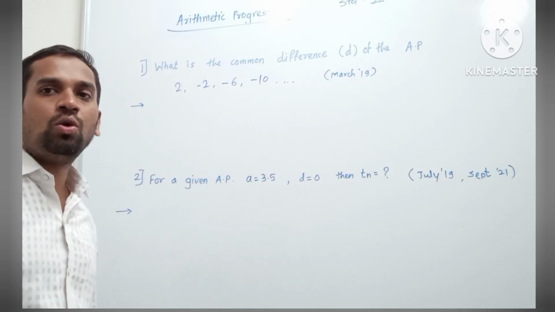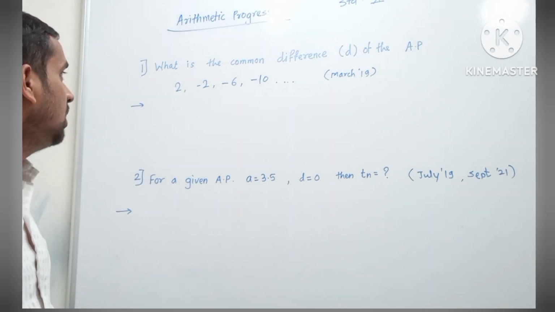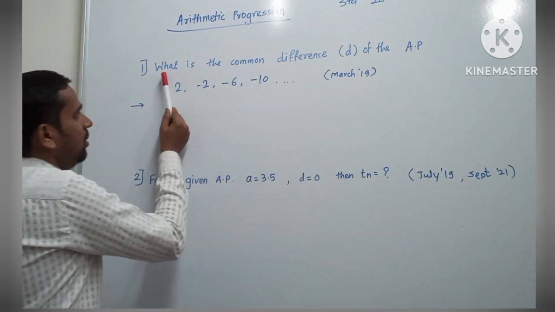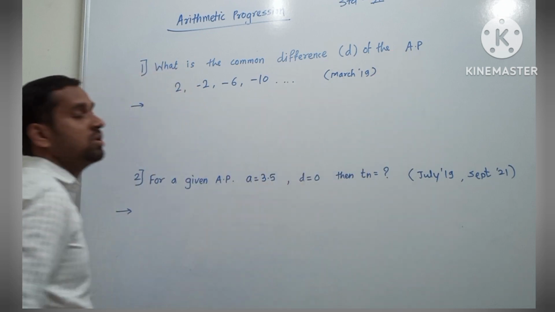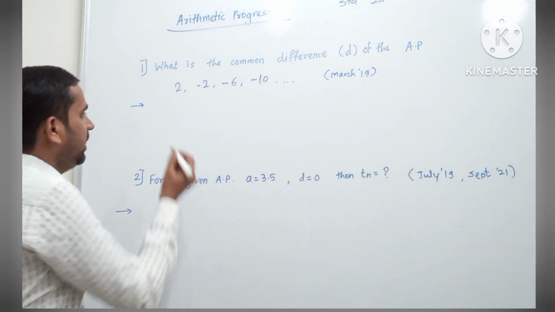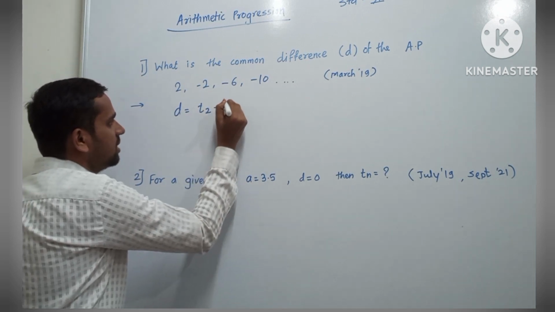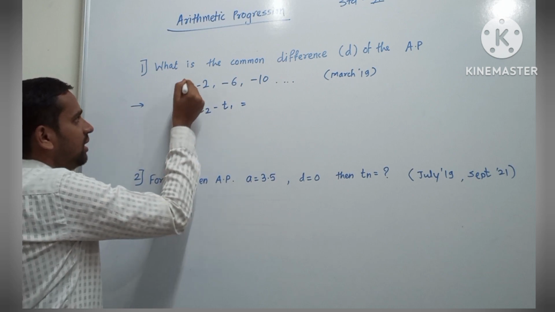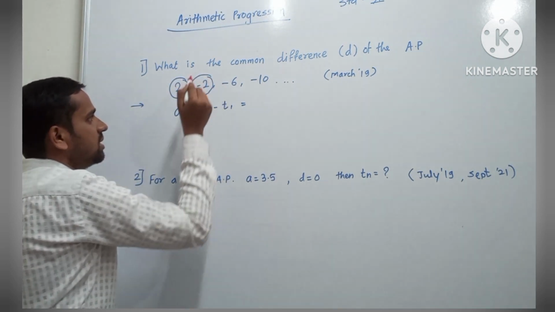MCQs of this chapter are more important for the board examination. Let's learn the first one, which came in the March 19 exam. What is the common difference of the AP? For the common difference, we use this formula: d is equal to T2 minus T1. So what are T1 and T2? This is T1, the first term, and T2 is the second term.